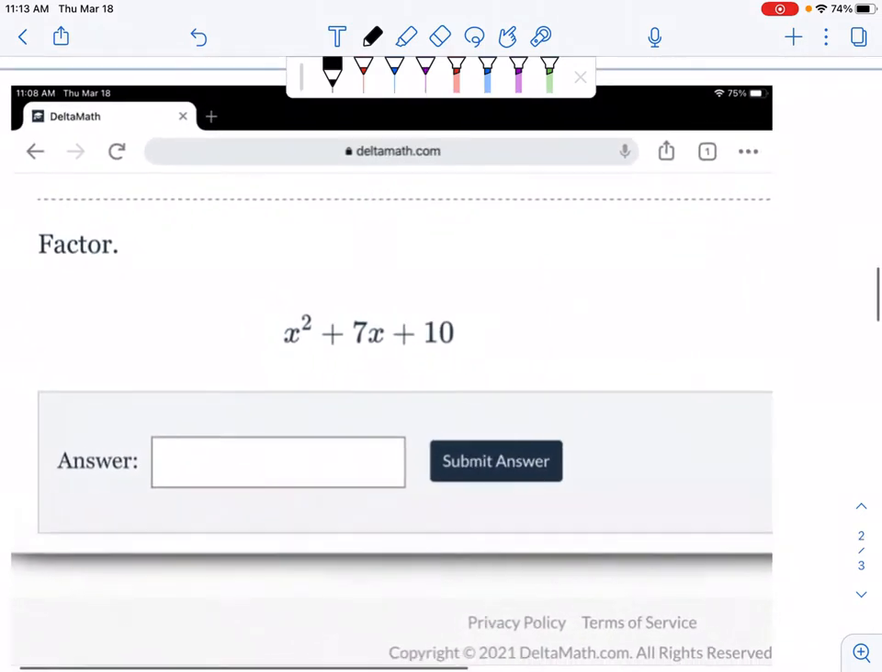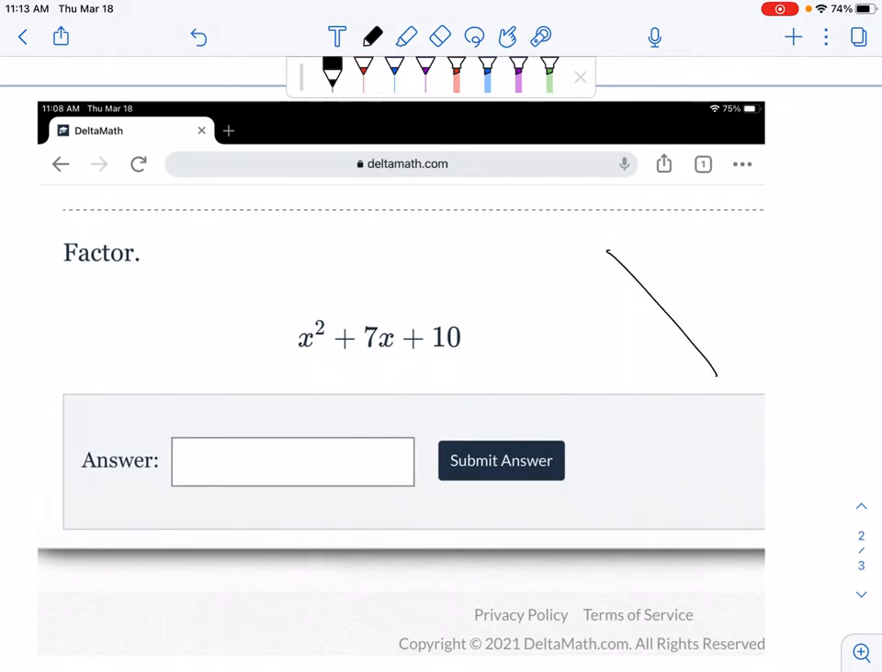Okay, so when factoring, we fill out our big X. We take our last number, and that goes on top. We take our middle number, and that goes on the bottom. So this will be a positive 10 and a positive 7, and that's going to be 2 times 5.